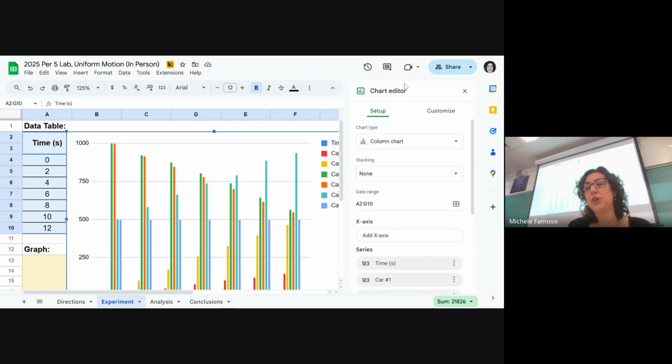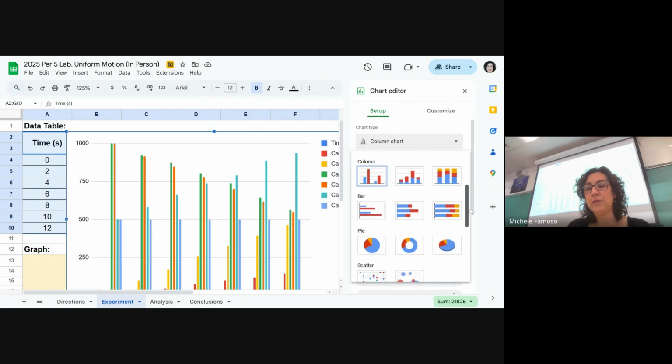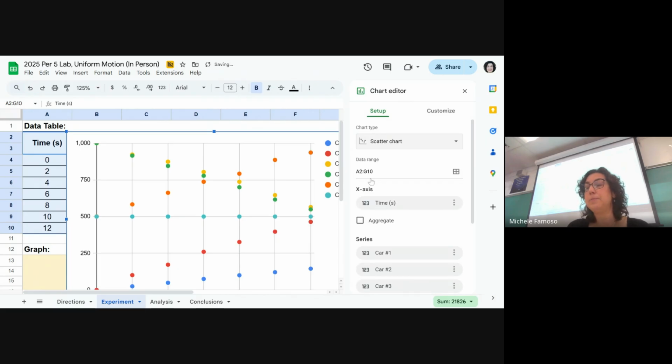Everybody have their chart editor window opened up? Okay. There are 2 options at the top. The left one says setup. The right one says customize. We're going to start in the setup section. Come down under chart type and change that. The type of graph we want is called a scatter plot, a scatter chart. You'll see there are 2 options. We want the one on the left. Select that. Now it's starting to look more like what we want, but there's still a lot of things missing that are normally there for us.